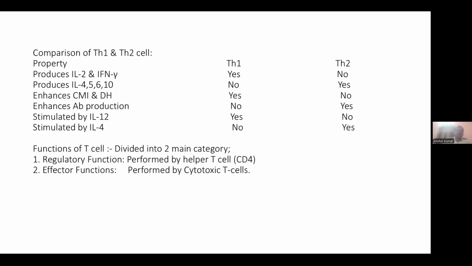And functions of T cells are divided into two main categories: regulatory functions, which are performed by helper T cells, and effector functions, which are performed by cytotoxic T cells, which we will discuss in our next lecture. So with this we conclude today's lecture, and I hope this has been beneficial for you in understanding the mechanism and functions of T cells.